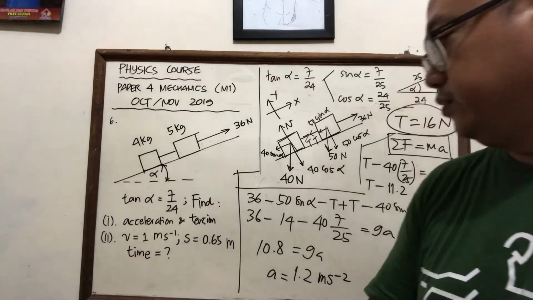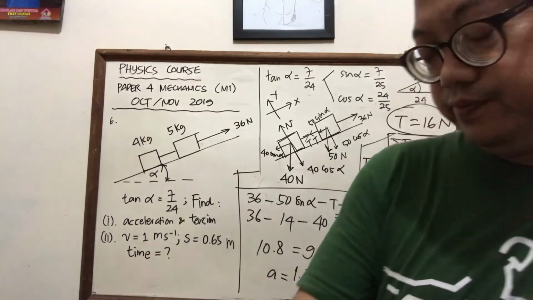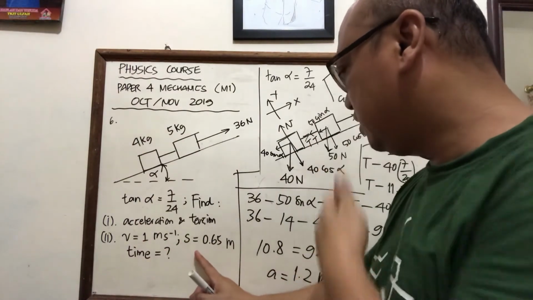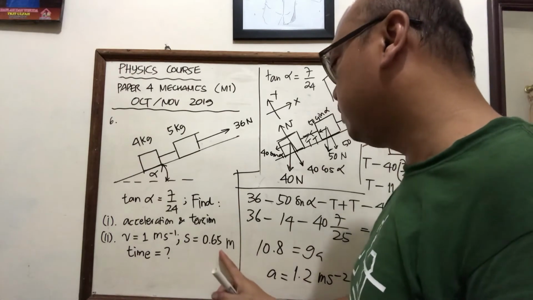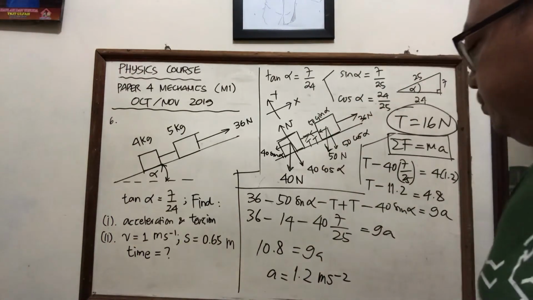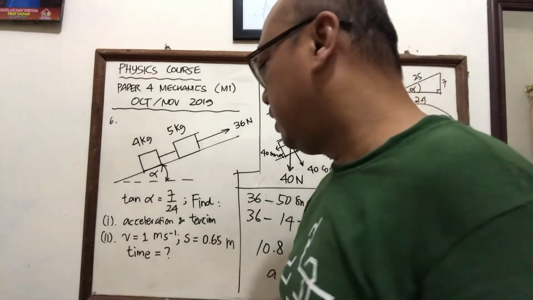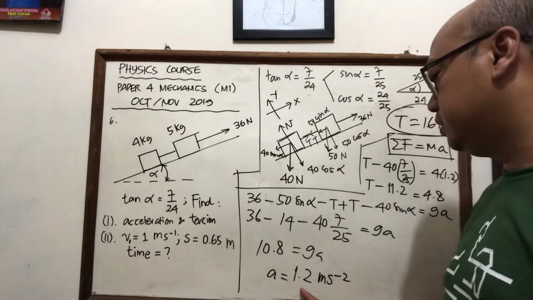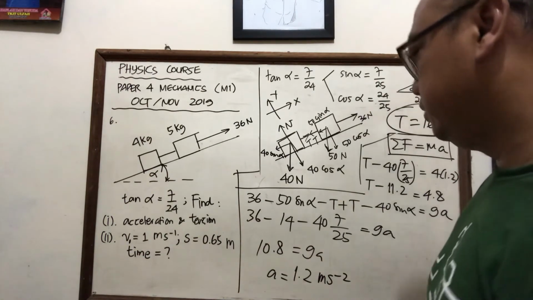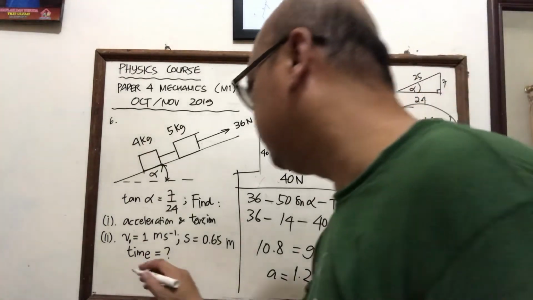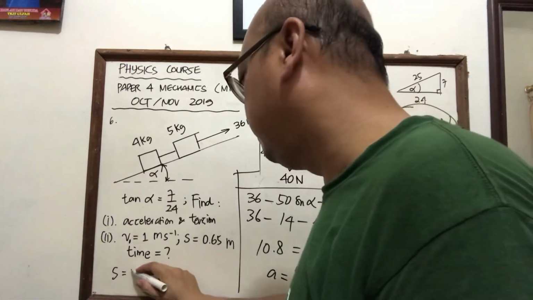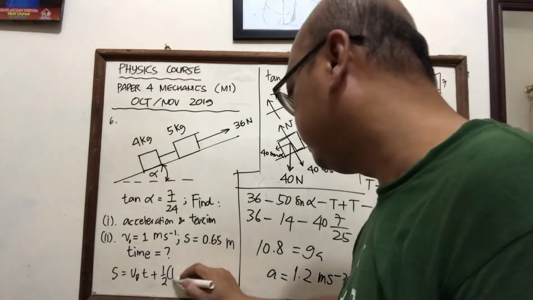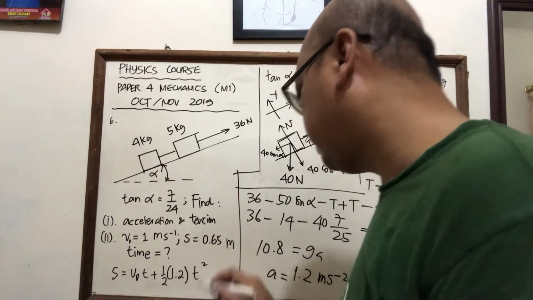Okay, what about question 2? The initial velocity is 1, the distance is 0.65 meter. Find the time taken. So let's say this is the initial velocity, this is the distance, and then we have the acceleration. For the time we can use the formula s equals v0 t plus half a t squared.